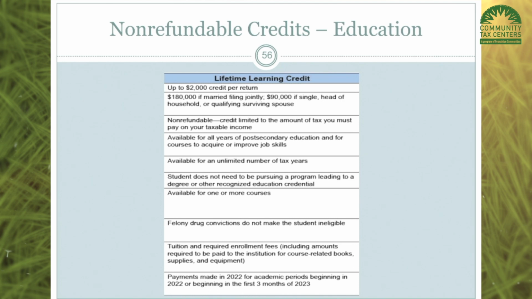Now getting to the lifetime learning credit. And so seeing some of the differences, the lifetime learning credit is up to $2,000 a credit per return. So we saw the American Opportunity is up to $2,500, and that could be per eligible student. So the American Opportunity, the taxpayer, the spouse, if it's a joint return, all dependents listed could qualify for the American Opportunity credit. That means everyone on the tax return could get up to the $2,500 each for the American Opportunity. For the lifetime learning credit, it's only up to $2,000 per return.